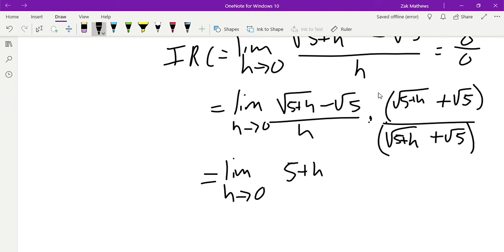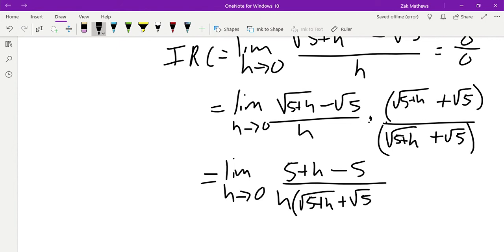Because they are conjugates, the center terms will cancel. We'd have root 5 times root 5 plus h minus root 5 times root 5 plus h. They will cancel. And so then we have to multiply those last terms. We'd have the root 5 times root 5, giving us just a minus 5. And then on the bottom, we have our h times the square root of 5 plus h plus square root of 5. And now we see that these 5's cancel.